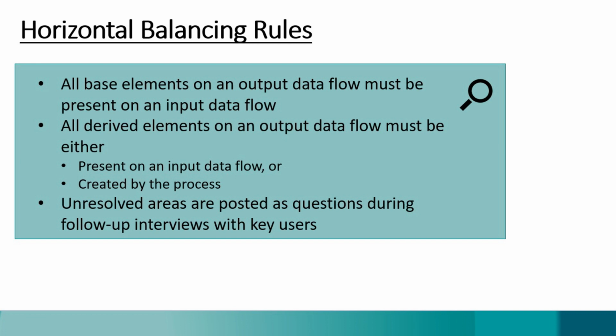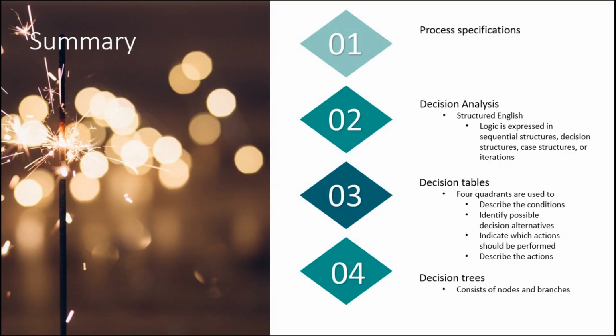Horizontal balancing rules. All base elements on an output data flow must be present on an input data flow. All derived elements on an output data flow must be either present on an input data flow, or created by the process. Unresolved areas are posted as questions during follow-up interviews with key users. As a systems analyst, the person in the organization most involved with systems analysis shows how to use process specifications for horizontal balancing.